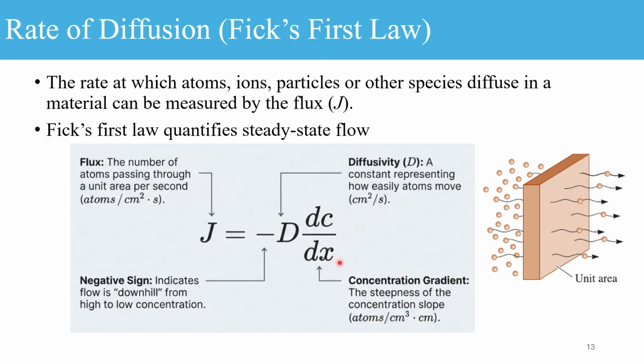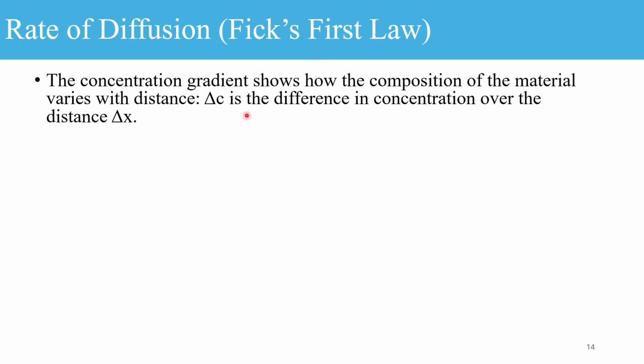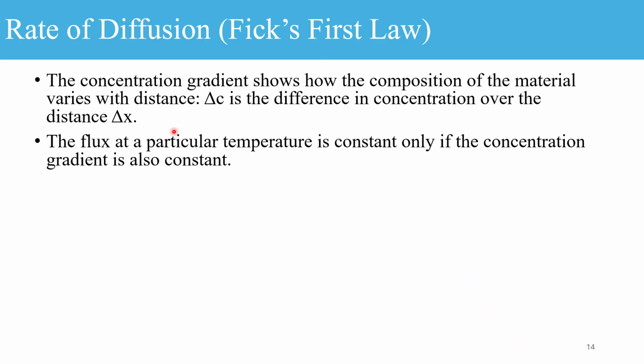C is concentration, and x is the location, so dx is the change in location. It gives the slope of the concentration, and the concentration gradient has the unit of atoms per centimeter cube times centimeter. That said, the concentration gradient shows how the composition of the material varies with distance. Delta C is the difference in concentration over the distance delta x. The flux at a particular temperature is constant only if the concentration gradient is also constant.